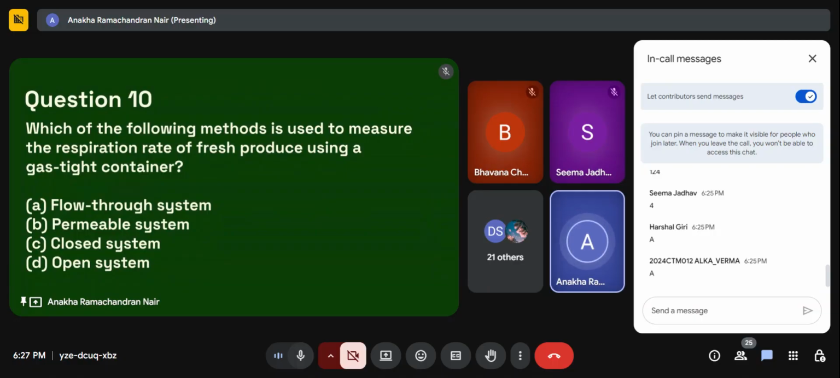Question number 10 is which of the following methods is used to measure the respiration rate of fresh produce using a gas tight container? There are four options given to you: flow through system, permeable system, closed system, and open system. So, this is a straightforward question. The question itself will give you the answer, right? So, most of you seem to think that it is one answer, right?